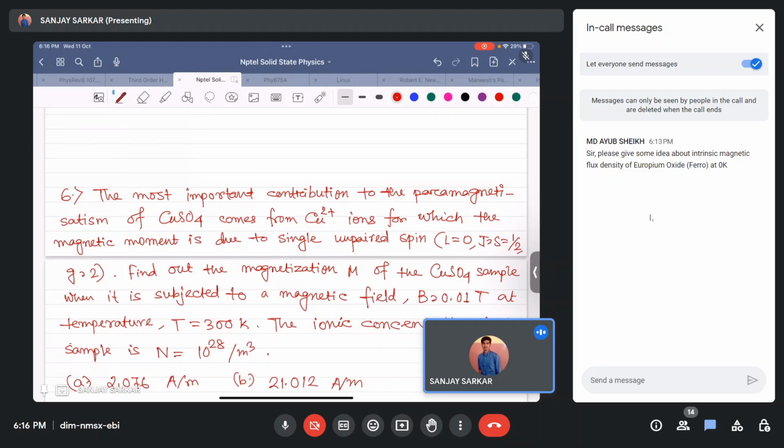So flux density is B. If you apply a magnetic field, then flux density B is, as I have already written in the formula, B is equal to mu 0 into H plus M. H is the applied magnetic field and M is the magnetization due to this applied magnetic field, and the total effect is the magnetic flux density. If you know the magnetization and the applied magnetic field, then you can calculate the intrinsic magnetic flux density of any ions or any material.